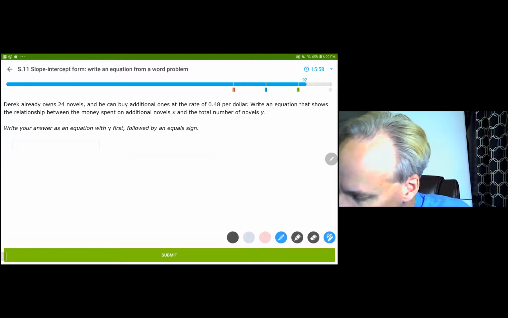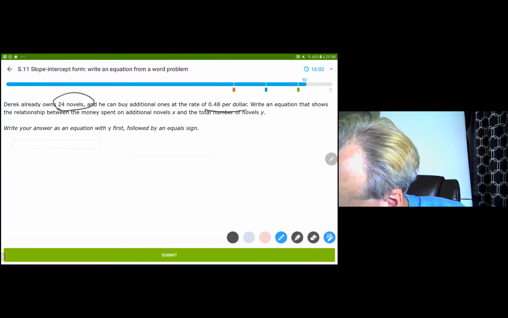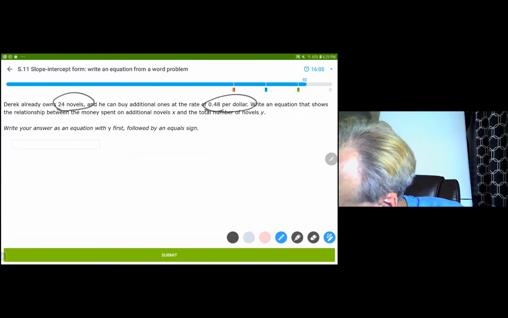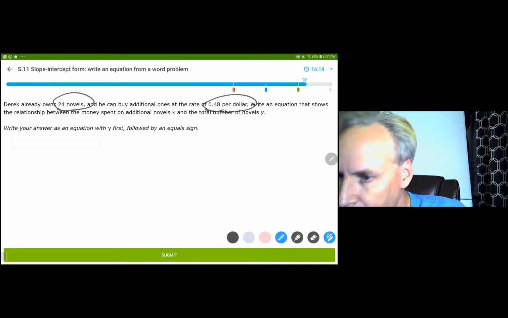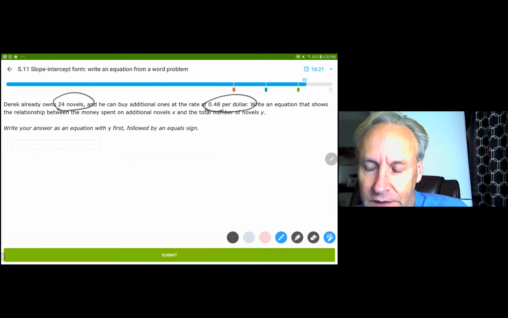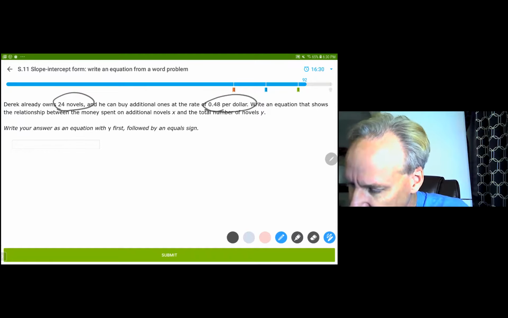They're really making me work for this. Derek owns 24. He can buy additional ones at 48. Oh, that's kind of silly. Okay, he's basically getting 1 full novel for every $2. It's very confusing the way that they wrote it, but it doesn't make any sense.